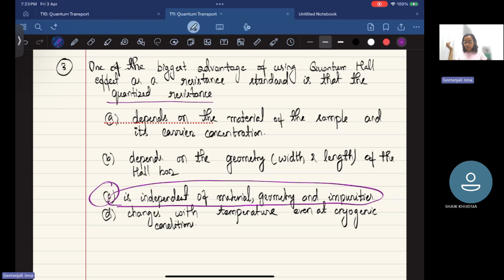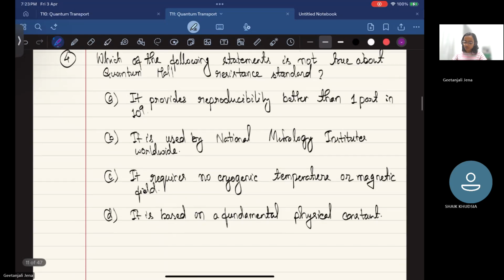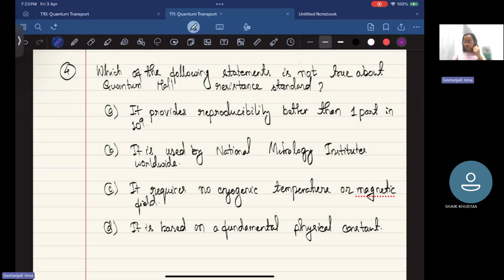So I hope it's clear. If not, let me know, and I will try to explain it further. Question number 4.